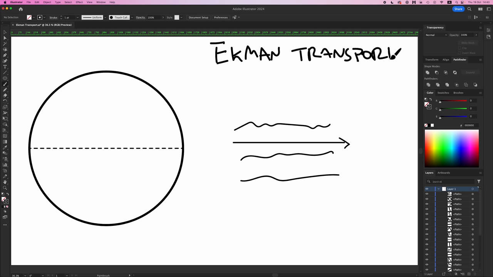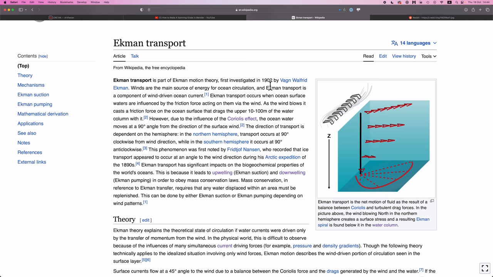And don't worry, this will all make sense in a second. What Ekman transport basically says is that the net flow of water will be 90 degrees with respect to the direction of the wind flow. So in this scenario here, the wind is blowing horizontally across the screen. Therefore, the net flow of water will be in this kind of direction, 90 degrees with respect to the direction of the wind flow, which is just one of those things where you're just like, what even? But yeah, it's totally a thing.